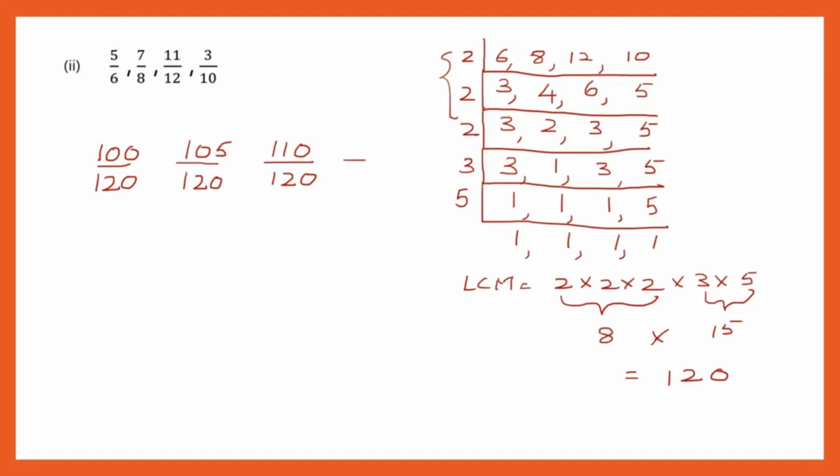So the denominator now is 120. So 10 into 12 is 120, isn't it? So let's multiply 3 also by 12. 12 threes are 36. So now we've got all our fractions. So the question that was given to us had unlike fractions. We have converted those unlike fractions to like fractions where all the denominators are the same, and it is 120.